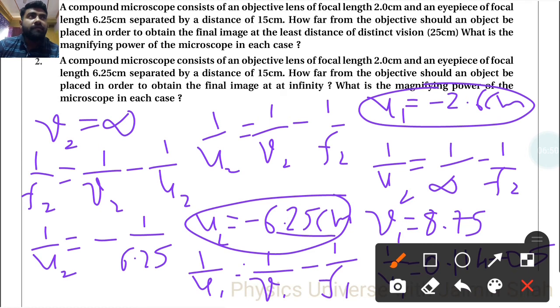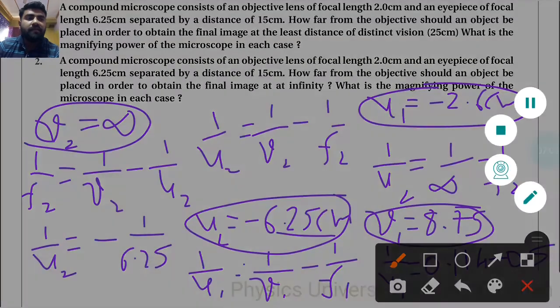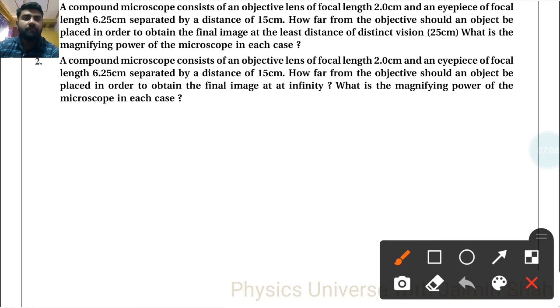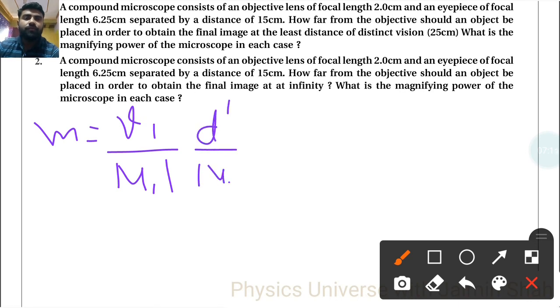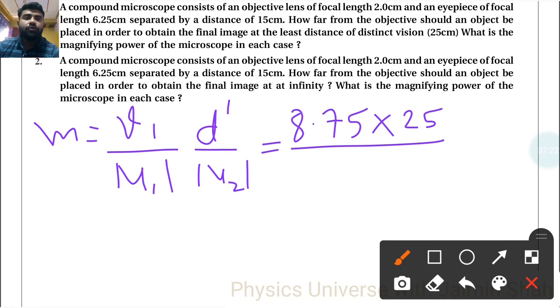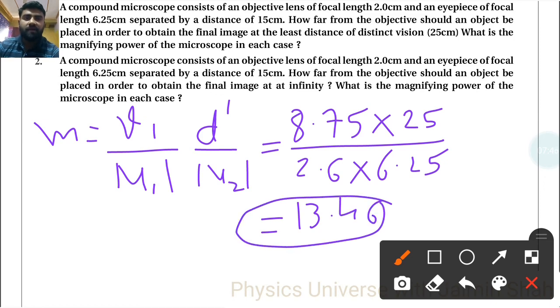And where is our v1? v1 is here. Where is our v2? v2 is here, right? And u2 we found here. So all values are there. Now the equation to find the magnifying power. So M is equal to v1 upon mod of u1 into d dash upon mod of u2. So it is equal to v1, v1 is 8.75 into d dash is 25 upon mod of u1 is 2.6 into 6.25. So the answer is 8.75 into 25 upon 2.6 upon 6.25. So that is 13.46. So that is the magnifying power of the microscope in each case.